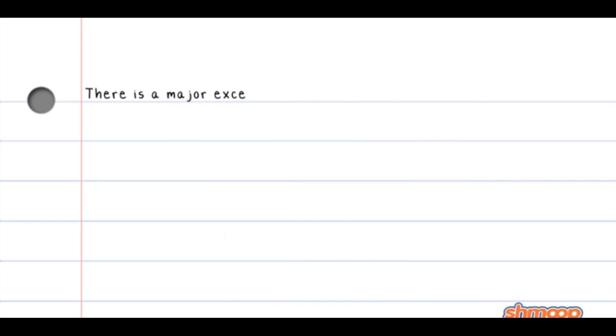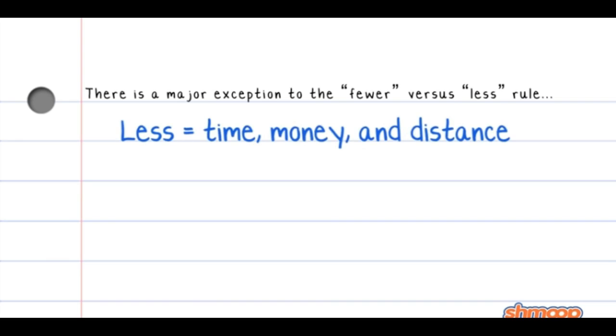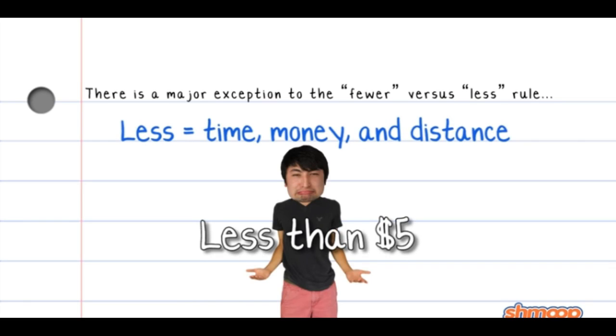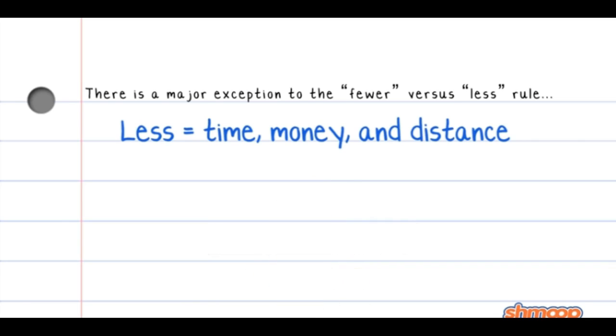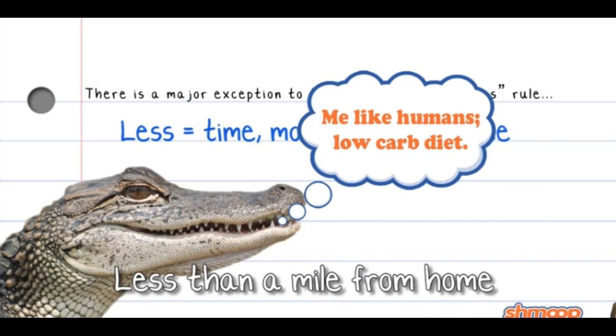There is a major exception to the fewer versus less rule. Use less to describe time, money, and distance. Ray had less than $5 in his bank account after he paid his parking ticket. Alex was less than a mile from home when he encountered an alligator crossing the street.